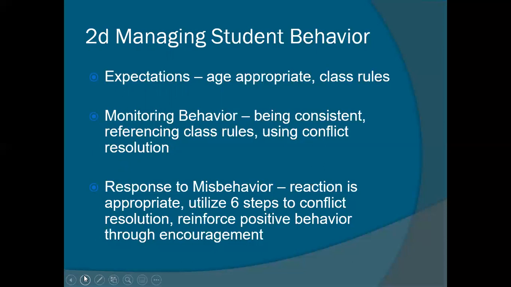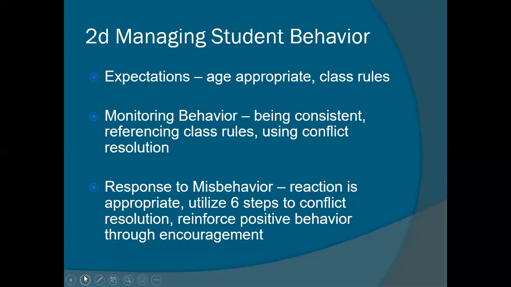This also looks at class rules. As we know in the HighScope curriculum, class rules should really be pictures and they should be posted. So are the class rules clearly posted and are they written in a way that children can understand them? We also are looking at monitoring behavior. So is the teacher consistent with her behavior expectations?